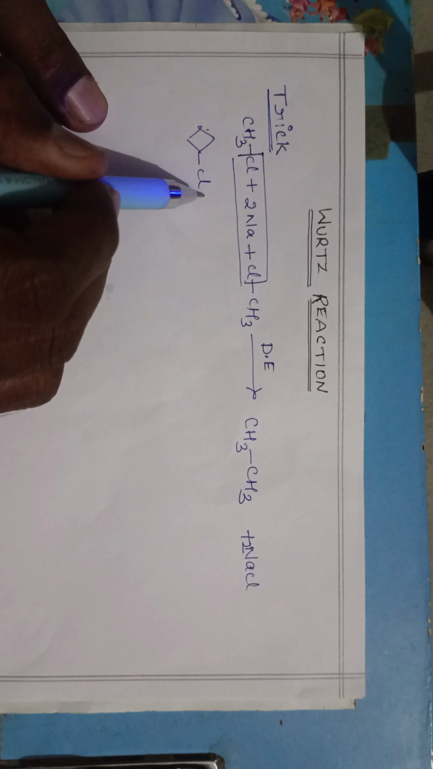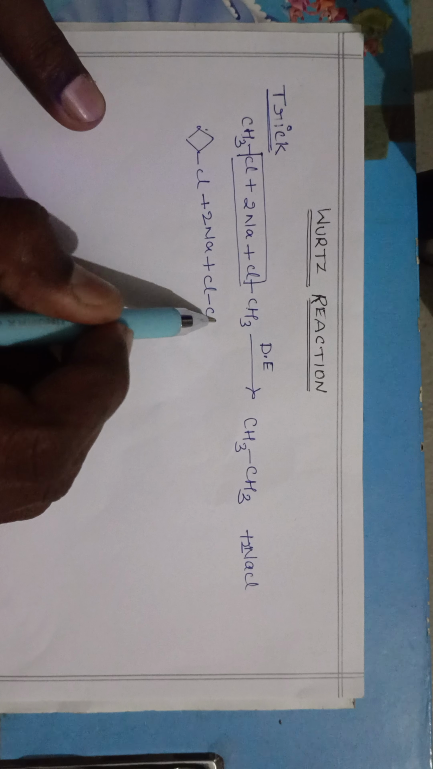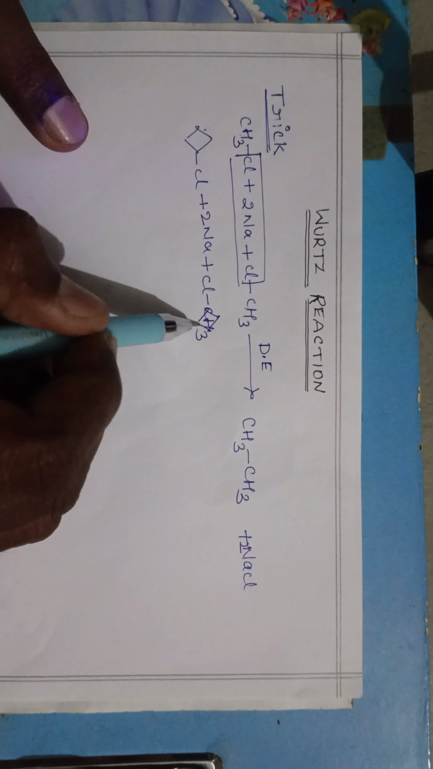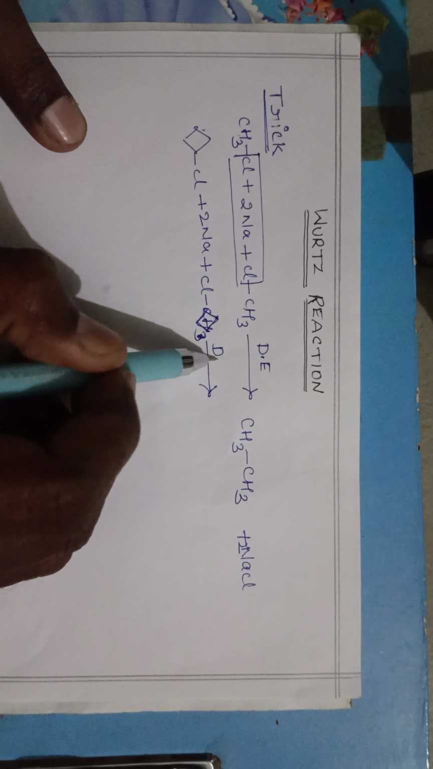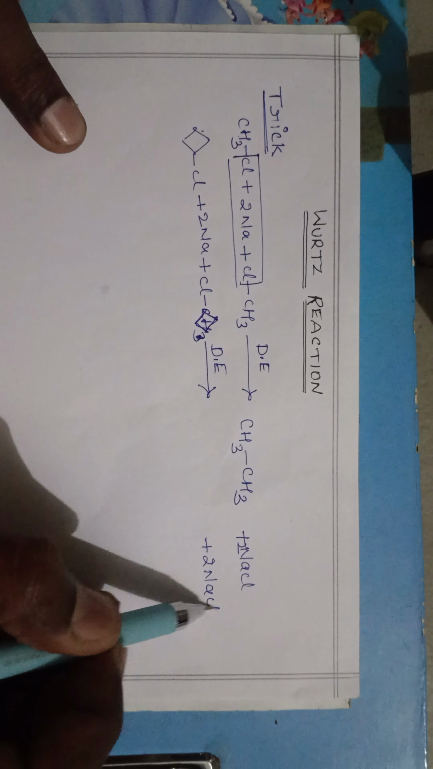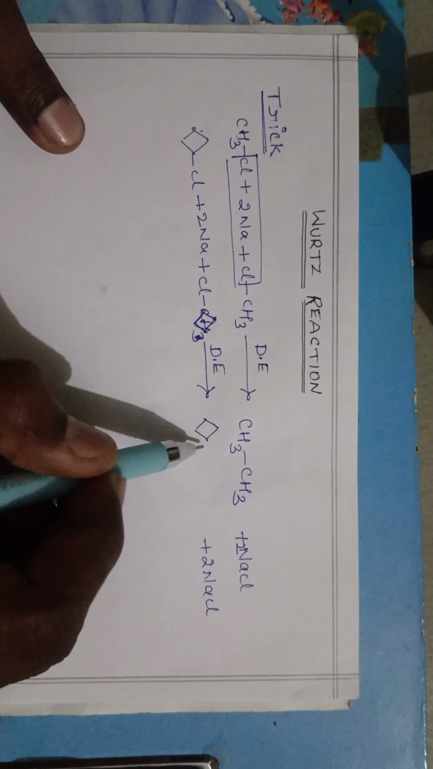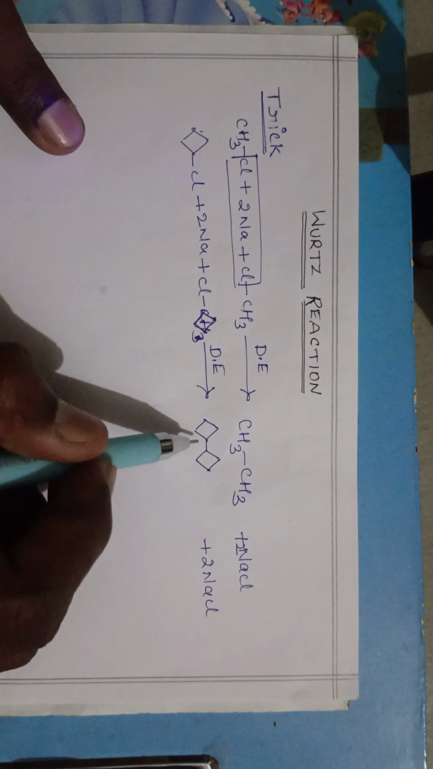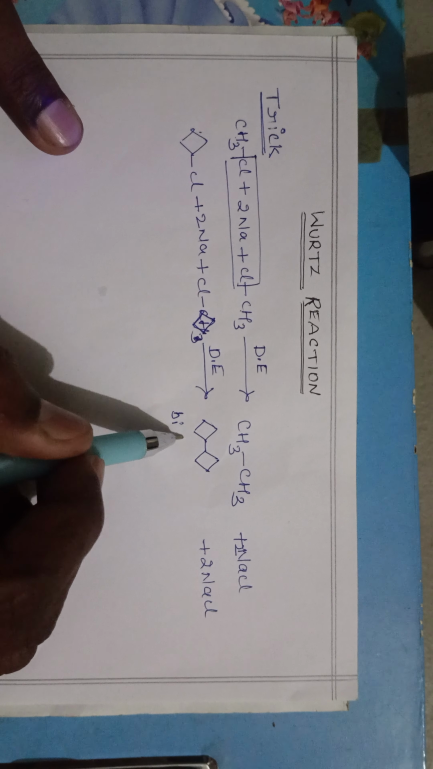In the same way, here take cyclobutyl chloride plus Na plus cyclobutyl chloride in the presence of dry ether. In the same way, 2NaCl goes as byproduct and the remaining cyclobutyl and another cyclobutyl are directly bonded. This one is bicyclobutyl.